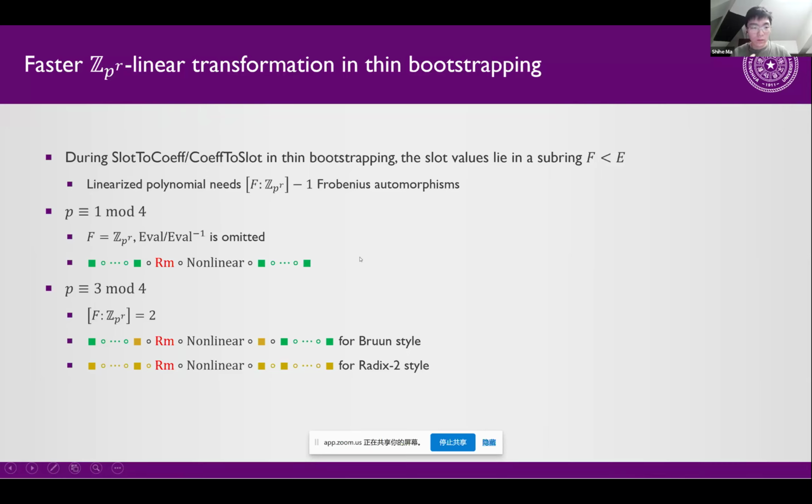When p equals 3 modulo 4, the subring F is a degree 2 extension of the base ring. And we use brown blocks here to mean that the linearized polynomials are built on F instead of in E, which means they are cheaper than those red blocks.